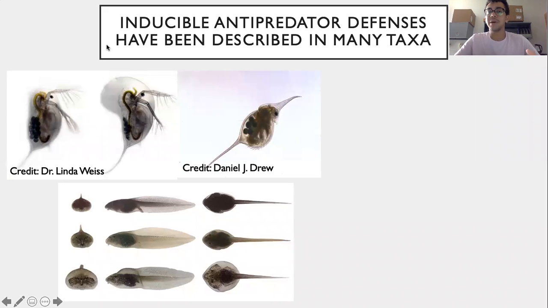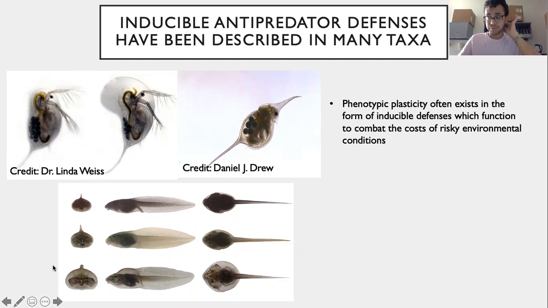Okay, so inducible anti-predator defenses have been described in many different taxa. These anti-predator defenses exist under the umbrella of phenotypic plasticity, which often exists in the form of inducible defenses, which function to combat risky environmental conditions. So in the well-studied case of Daphnia, these species are known to change their morphology in specific environments containing certain predators. On the far left, we have the normal morphology of a Daphnia, and then the next two images are of Daphnia that have been raised in the presence of certain predators, and they've developed these morphologies, such as this armor plating and this spike, to evade such predation.